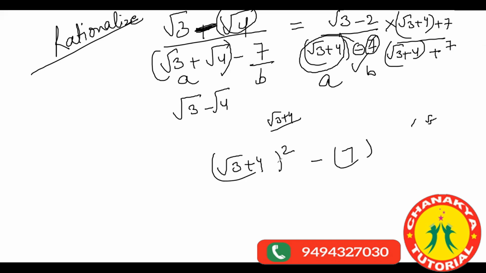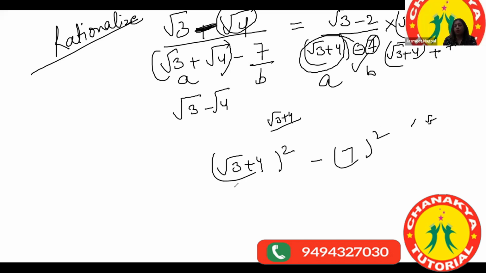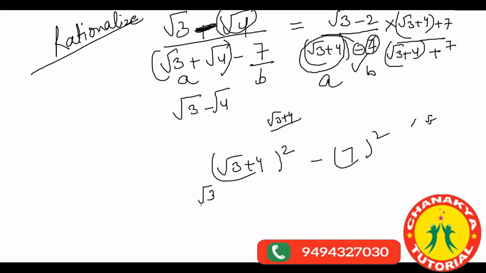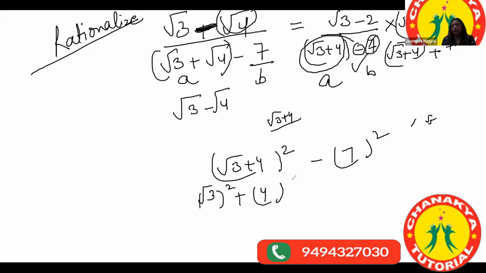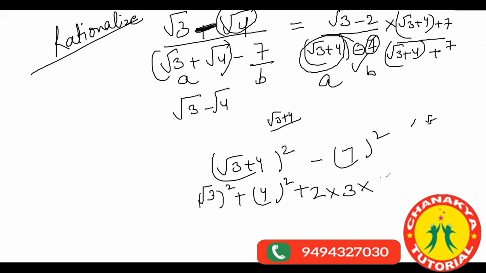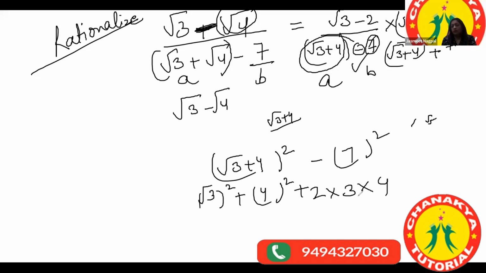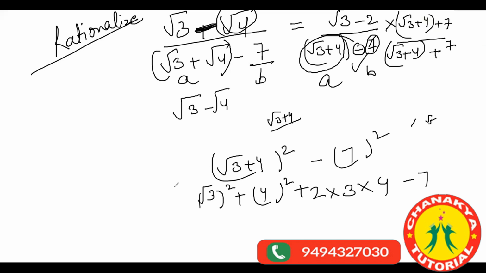Yes. But you will follow the (a plus b) whole square formula, which is a square, this is b square, this is 2ab. Okay, ma'am. So what is the answer? And this is, ma'am, minus 7. Yes. So, ma'am, this is plus 7.